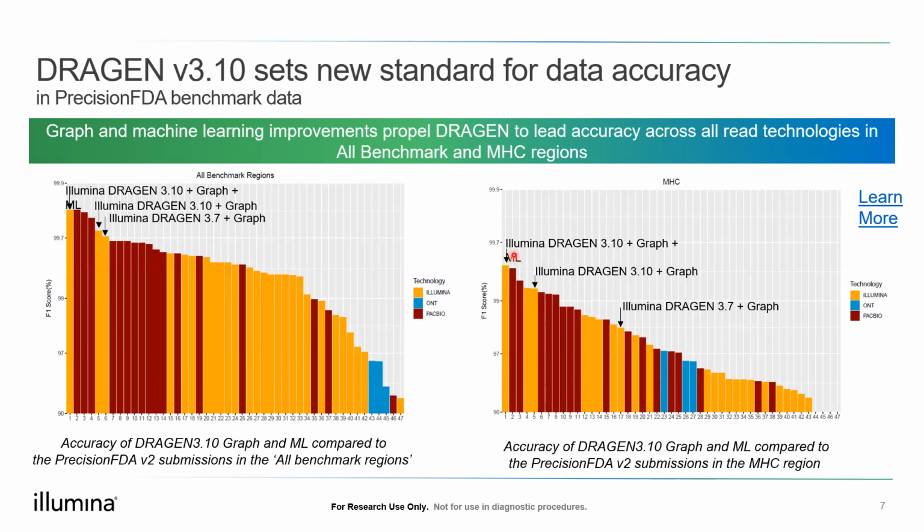But then when we layer that with the machine learning capabilities, we have helped to improve the F score by removing a lot of the false positives, which is where the machine learning comes in. You can see now it is the best in class. So again, the accuracy of DRAGEN 3.10 across the benchmark regions and in the MHC region, now with this release, at least with the entries that are available to us, we can see that it is the best in class across all the read technologies.